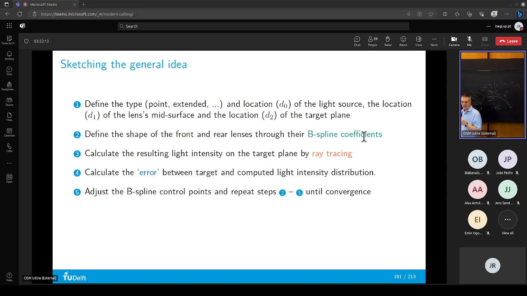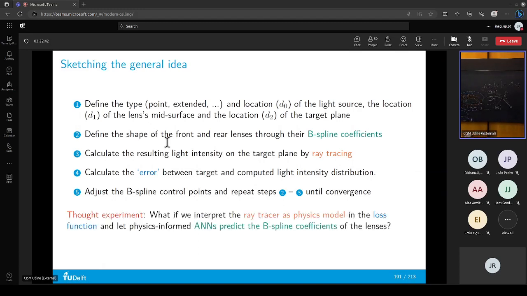Then we calculate the error, in quotes, because how do you calculate errors between density distributions? We also tried something with Wasserstein distance, but I spare you all these details. We compute how good what we produce is against what we want to have. And then comes the auto optimization loop. We update the control points of the B-splines and repeat steps 2 to 5.